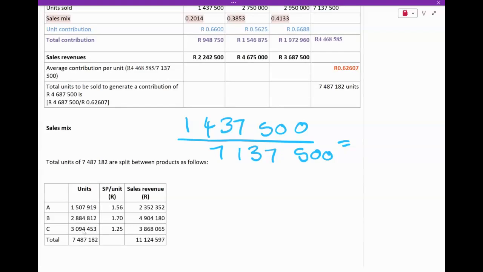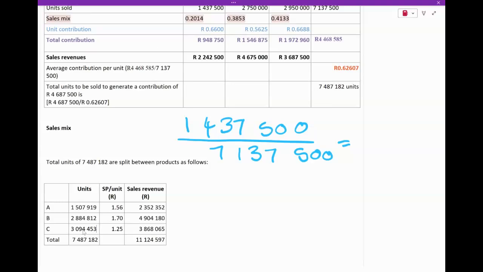And then obviously if you want the rand value of how much your sales revenue should be in order to meet that contribution of 4,687,500, then you know, this is how much we must make in sales. Because we obviously need to accommodate for our variable manufacturing overhead and our non-manufacturing variable overhead. Okay? Any questions? Any thoughts?